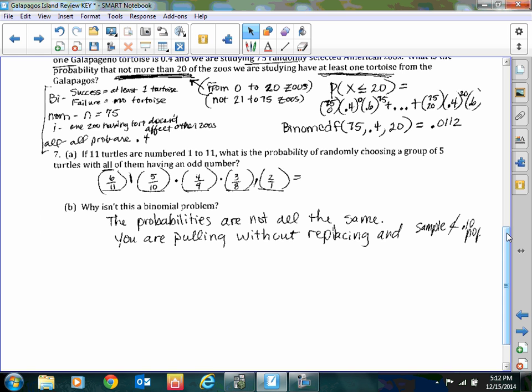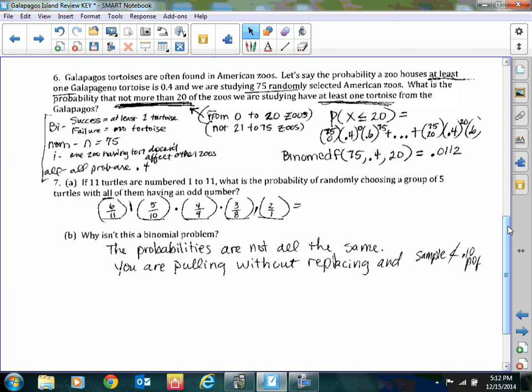Number 6 is saying, what happens is this: that little "at least" can throw you off. Don't let that little "at least" throw you off. The probability of successfully having a tortoise in the zoo, in American zoos, is 0.4. So out of 75, what's the probability that not more than 20? Here's what this is saying: the probability that X is less than or equal to 20 out of the 75.